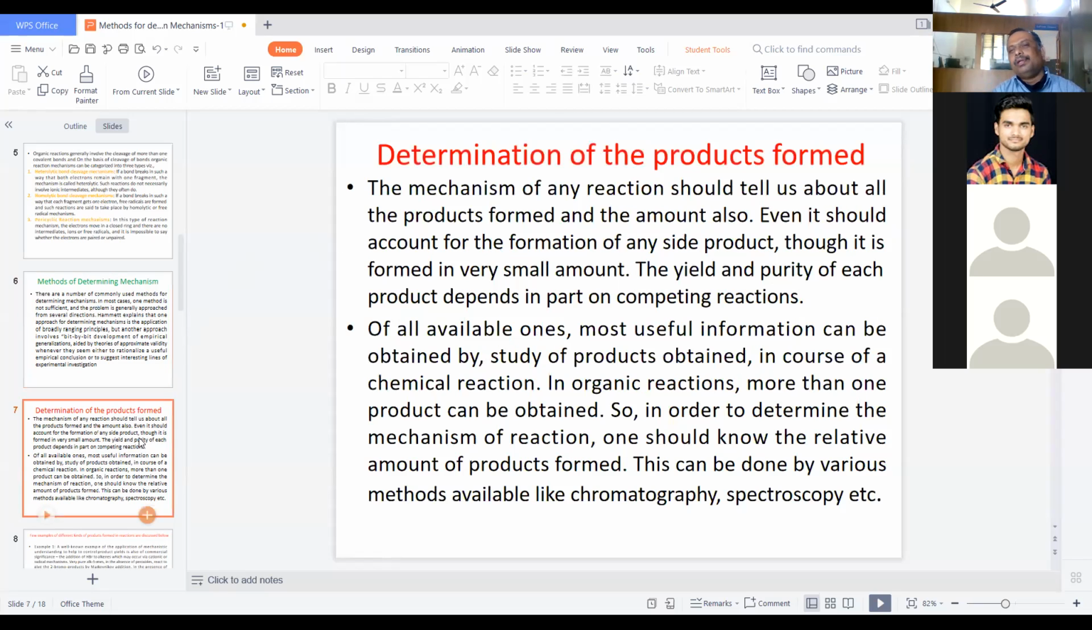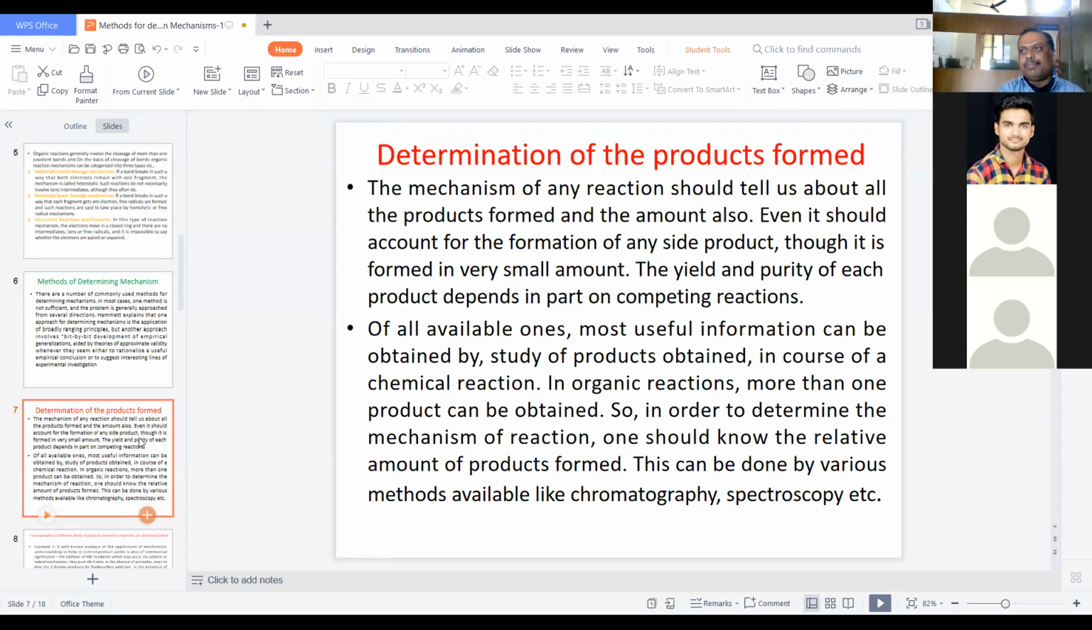Now, determination of the products formed. आपण अगोदरचा point, methods for determining mechanisms. Now, determination of the products formed. Reactions मध्ये किती product generate होतात and which product is the major and which product is the minor. This is the determination of the products formed. The mechanism of any reaction should tell us about all the products formed and the amount also. म्हणजे mechanism मधून काय करणार आपल्याला किती product form होतात आणि their percentage or actual amount formed.